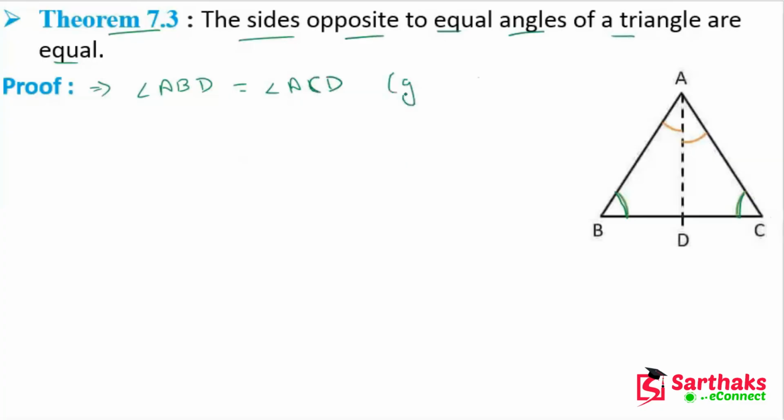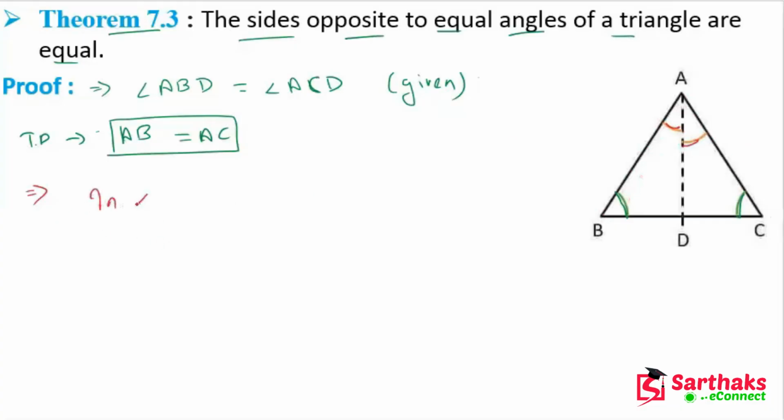Okay, this is given, and we have to prove AB is equal to AC. So this condition we have to prove. First of all, by construction AD, we can say angle BAD is equal to angle CAD. Okay, this is equal.